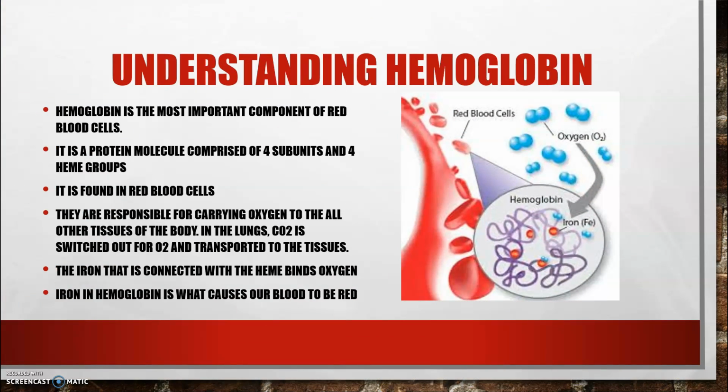Understanding hemoglobin. Hemoglobin is the most important component of red blood cells. It is found in red blood cells and it is a protein molecule comprised of 4 subunits and 4 heme groups. These are responsible for carrying oxygen to all other tissues of the body. In the lungs, CO2 is switched out for O2 and transported to these tissues. The iron that is connected with the heme binds to oxygen, and because we have iron in our hemoglobin, this is why our blood is red.